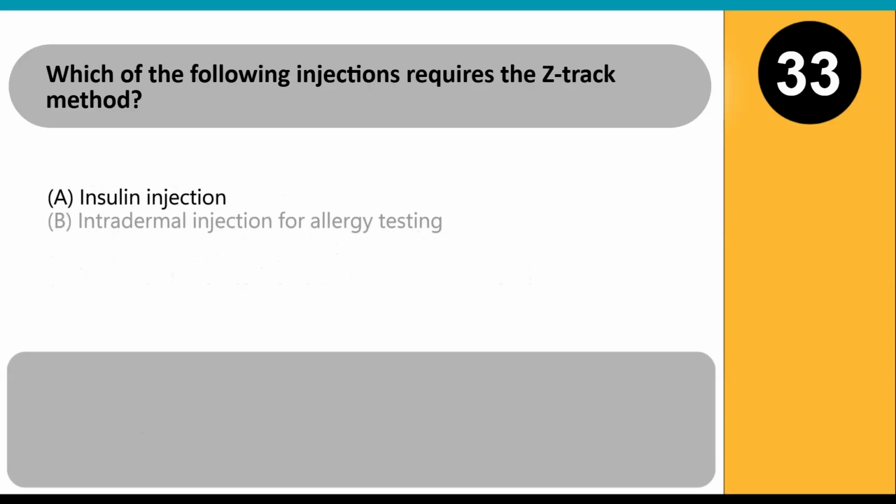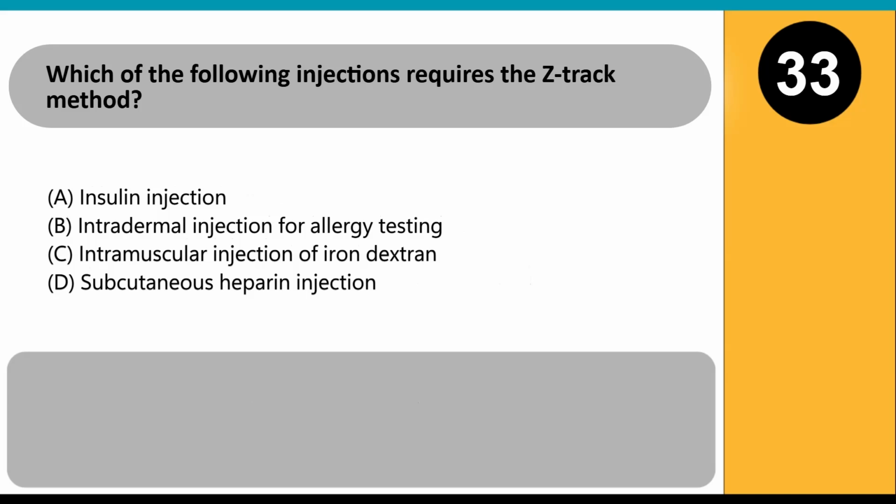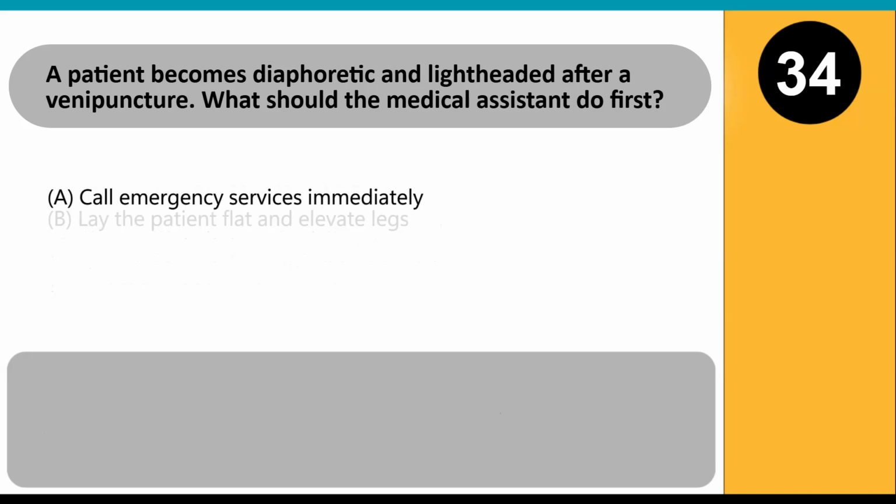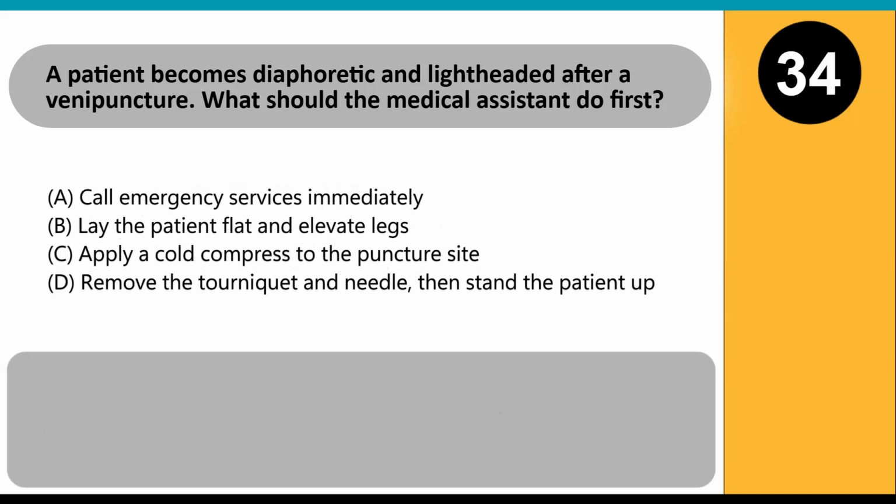Which of the following injections requires the Z-track method? A. Insulin injection. B. Intradermal injection for allergy testing. C. Intramuscular injection of iron dextrin. D. Subcutaneous heparin injection. Answer: C. The Z-track method is used for medications like iron dextrin that can irritate subcutaneous tissue or stain the skin, ensuring proper intramuscular delivery.